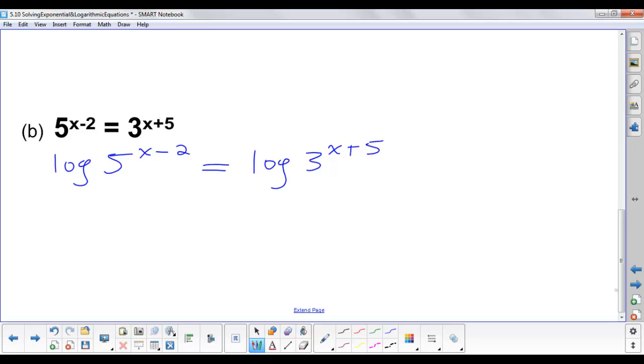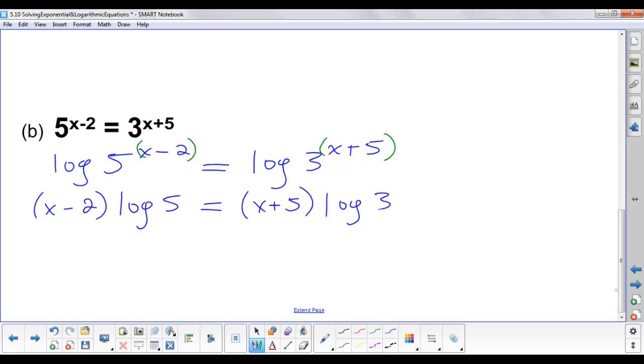Now we're going to use the power law for logarithms to start to simplify, but I need to realize in this particular case that my exponent isn't just a monomial anymore, it's actually a binomial. So I'm going to at least envision brackets around the terms in the exponent because I need to keep them within the exponent when I use the power law. So on the left side, picture (x minus 2) multiplied by log of 5, and that would have to equal (x plus 5) times log of 3. Again, the brackets are important here to represent the entire exponent.